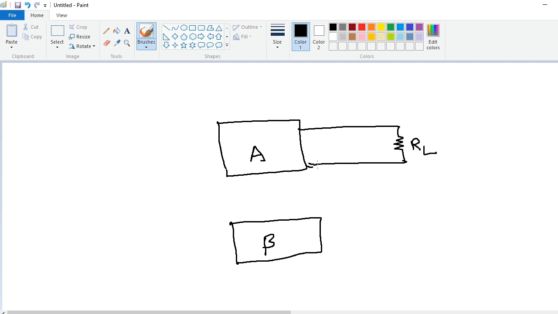In a current series feedback amplifier, current sampling is taken. In a series connection, the current is constant. So here the same amount of output current is applied to the input. That's why a series connection is required on the output side. Coming to the input side, series mixing is used.